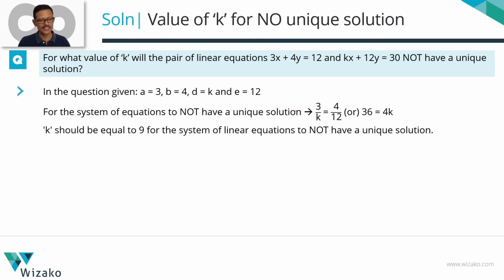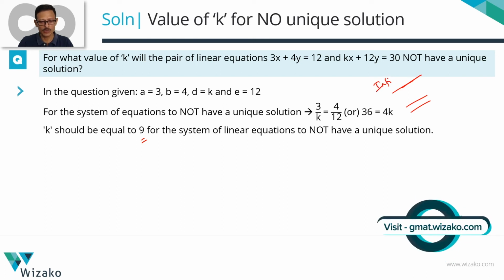Trying to solve for k, a by d equals b by e, so we get the value of k to be equal to 9. When k equals 9, we know it does not have a unique solution. We also know when it does not have a unique solution, there are two possibilities. It could be parallel or it could be coincident. In this case, we are talking about infinite solution. In this case, we are talking about no solution. What will be the case here? Which is not needed to solve this question, but let's understand what will be the case here.